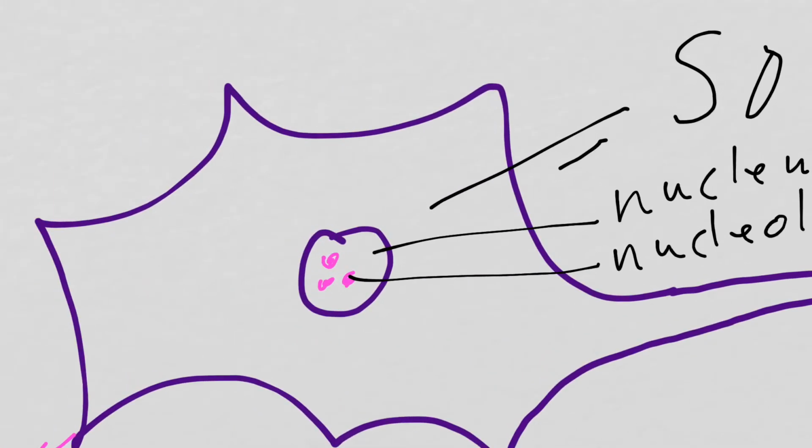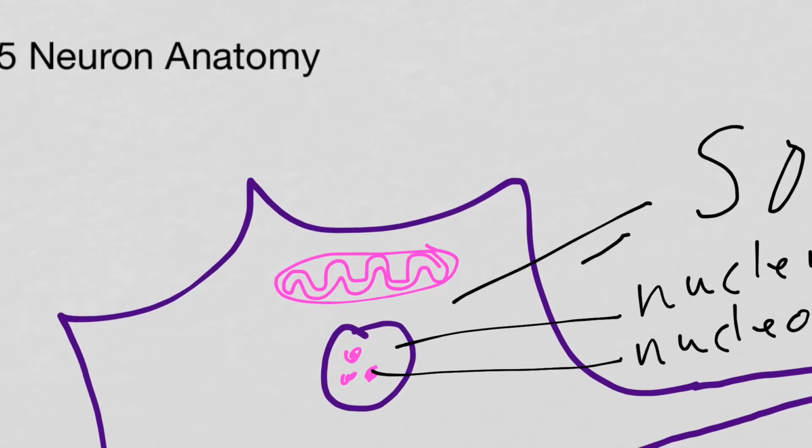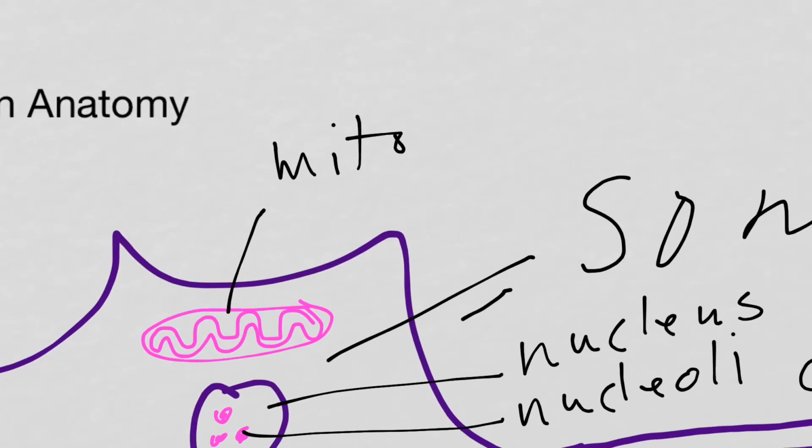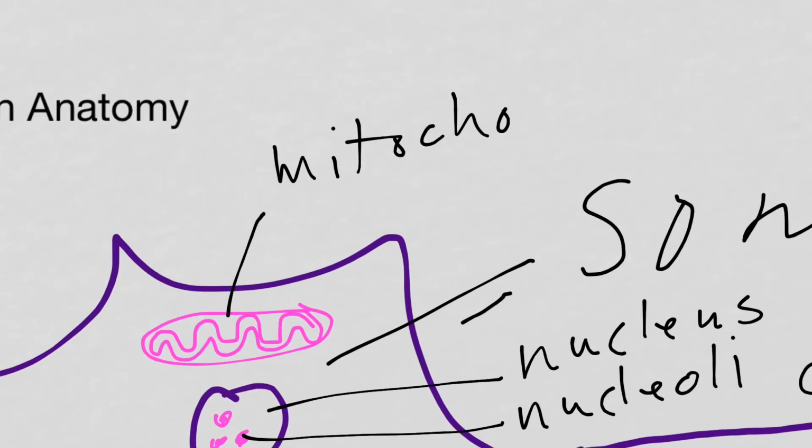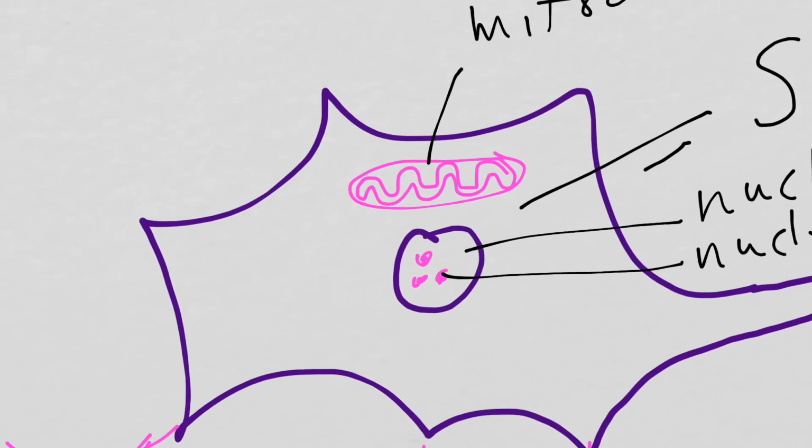Okay, now let's draw a mitochondrion. Mitochondrion has an outer membrane, an inner membrane with folds called cristae, and then stuff inside the inner membrane called matrix. Label this with black. Mitochondrion is the singular, mitochondria is the plural.